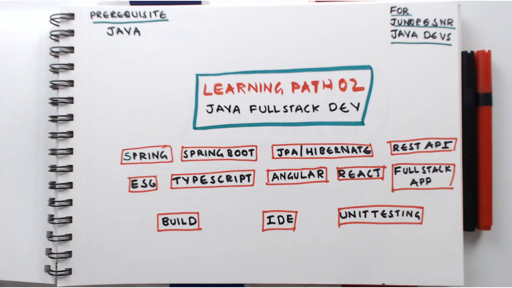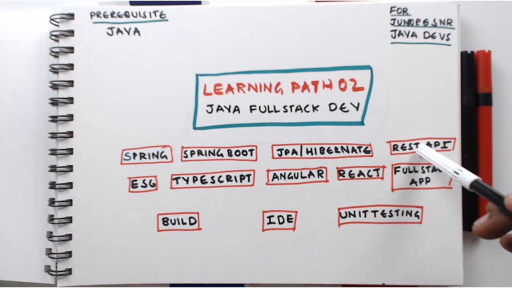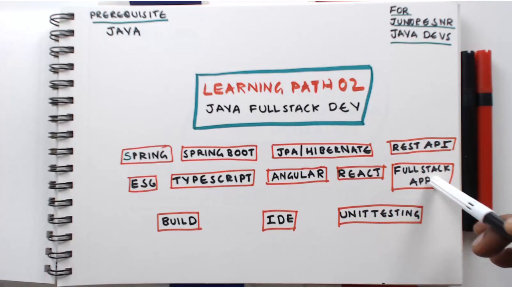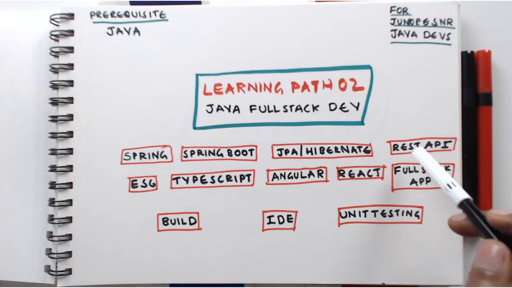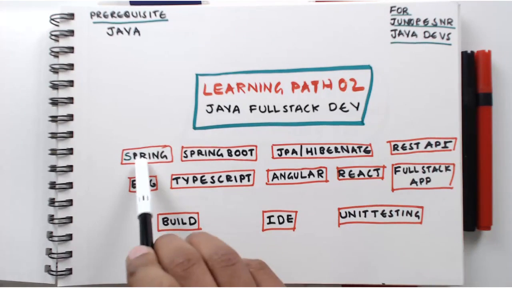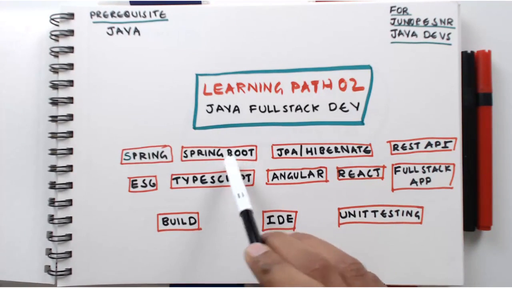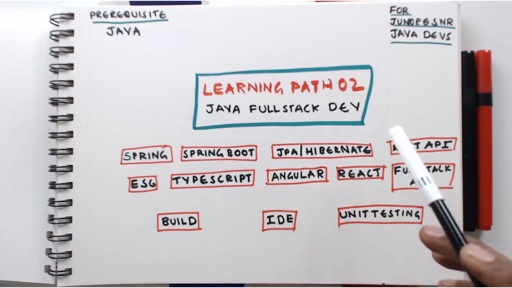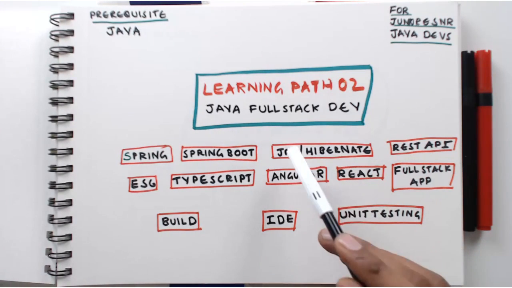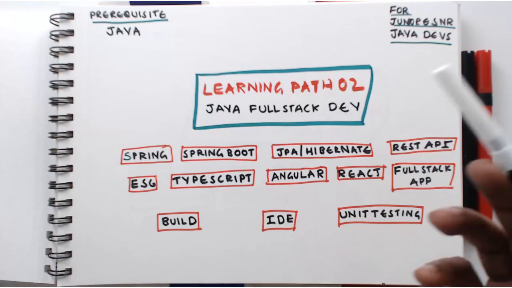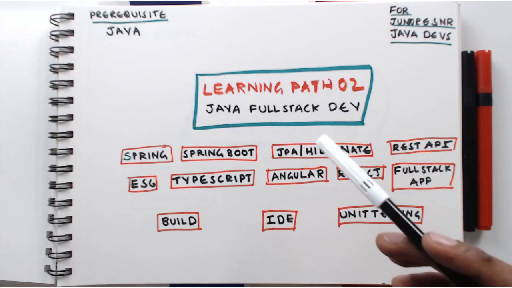To be able to complete the Java full stack development learning path, as I said earlier, we would want to build a REST API and also build a front-end full stack application. To build the REST API, you need to know Spring, Spring Boot, and also JPA or Hibernate. Actually, Hibernate is an implementation of JPA. So if you are using Hibernate, you already are making use of JPA actually, and vice versa.